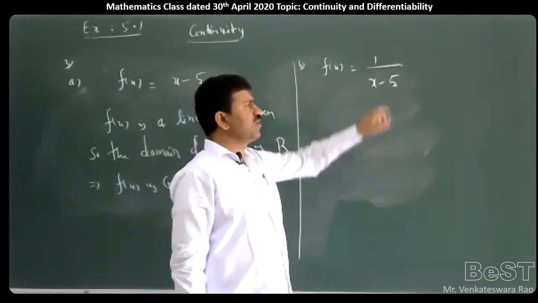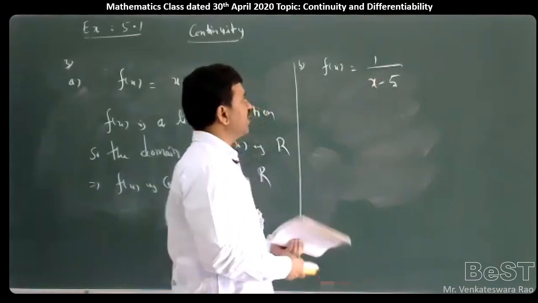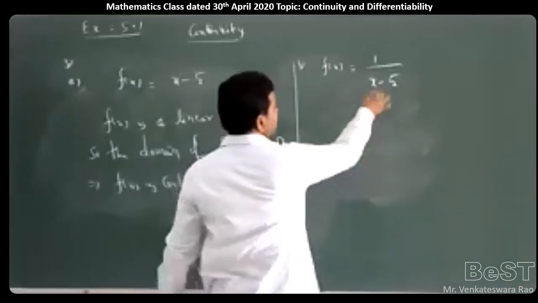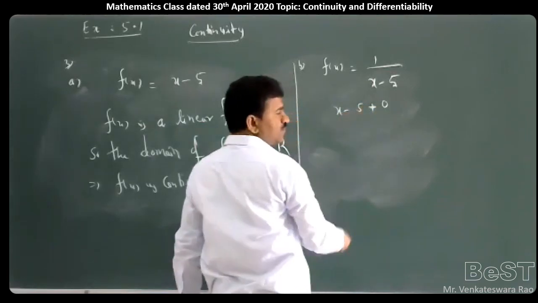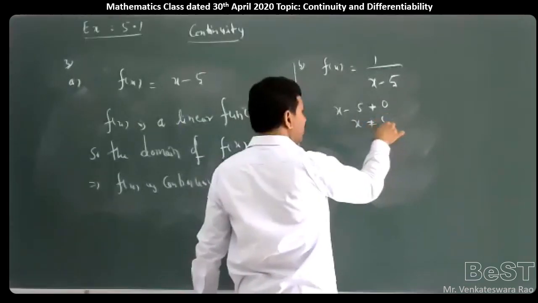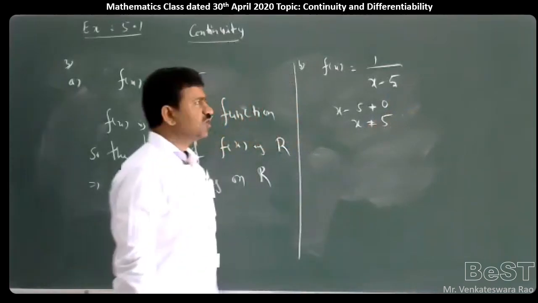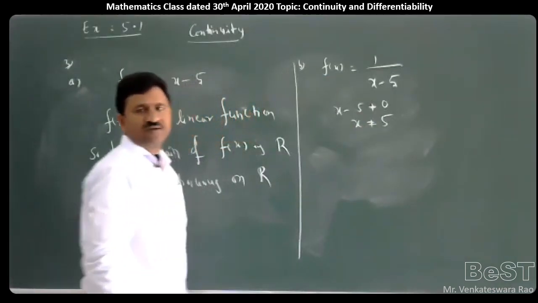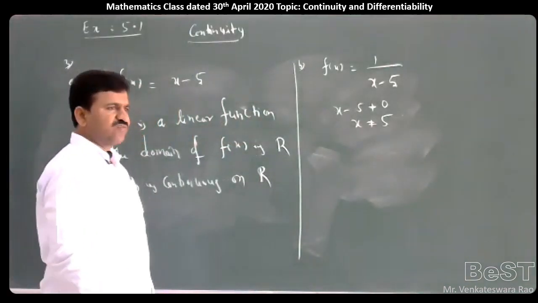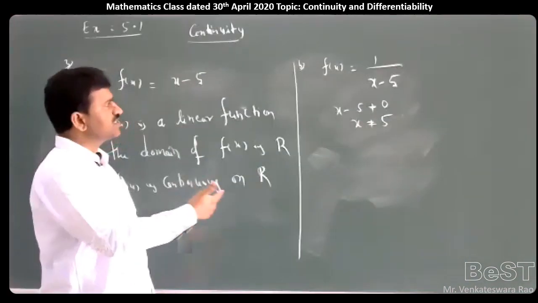So when is it not defined? When x minus 5 is equal to 0. We need x minus 5 not equal to 0, strictly. So x is not equal to 5. So the domain of f of x is R minus the set {5}. First find the domain. Afterwards we will discuss the continuity.